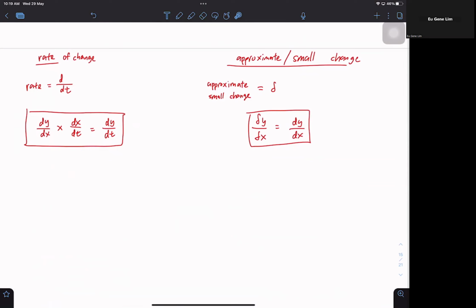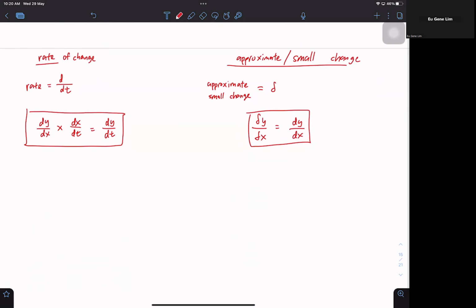Okay, then next, last: small change or approximate change. Every time you see this word, it means delta. Then the formula is delta y over delta x equals dy dx. I just have to remember this. Rate means dt. Approximate means delta. Okay, that's all. So this is all the topics in differentiation.